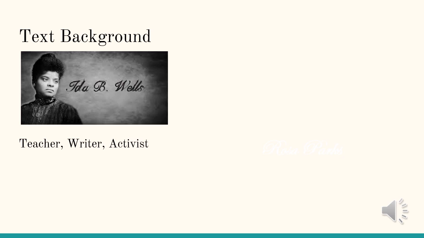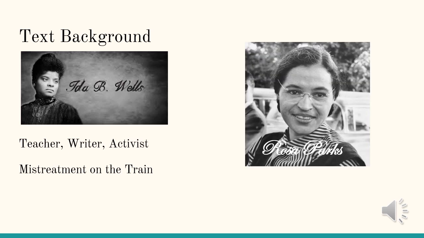And in this text, one incident that's going to happen with her is she's going to be the victim of some mistreatment on a train. Unfortunately, this mistreatment was common at that time, where African Americans and white people had different access to different parts of the train. Very similar to an incident that you may have read about, which happened some years later, which was Rosa Parks standing up for her right to sit anywhere on buses.